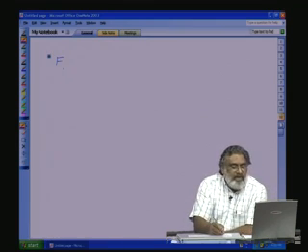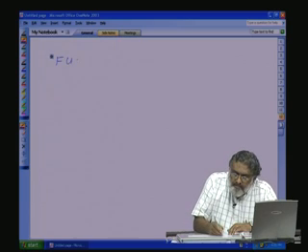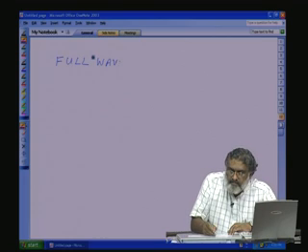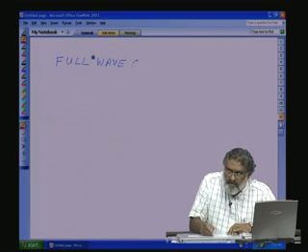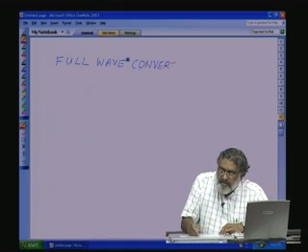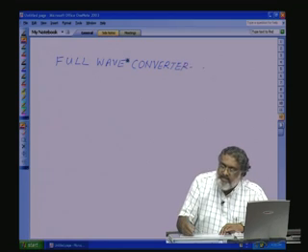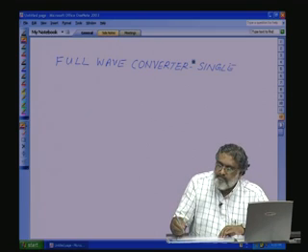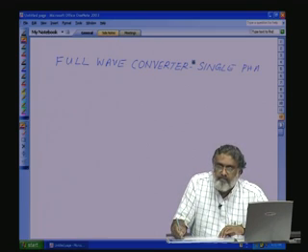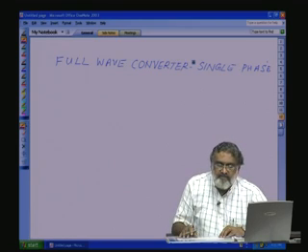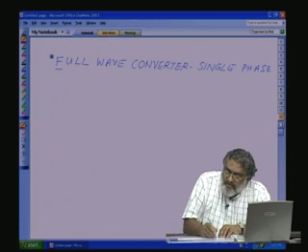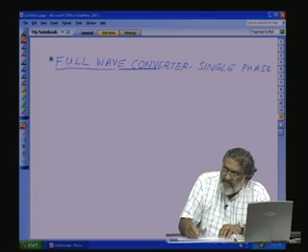Single phase full wave converter. This is a single phase full wave converter. Full wave, what is the advantage of full wave converter compared to half wave? We will state it here.